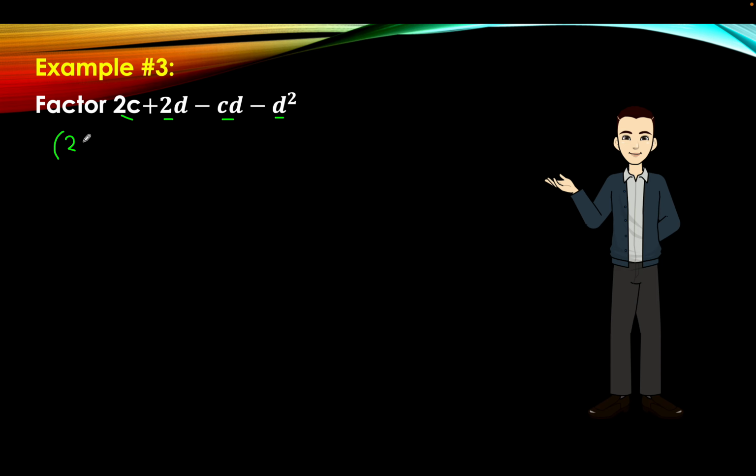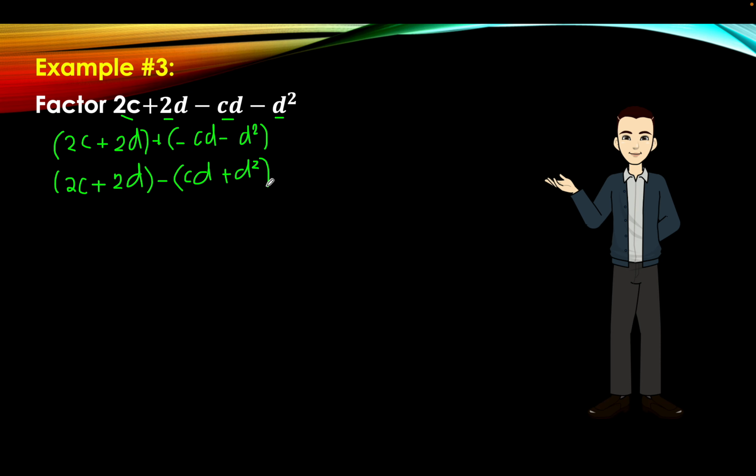Thus, we have 2c plus 2d plus the quantity negative cd minus d squared. And let's remove the negative sign here. So we have 2c plus 2d minus, again, removing the negative sign here changes the sign of the terms inside the parentheses. So we have here cd plus d squared. Then let's factor out the common factor in each group.